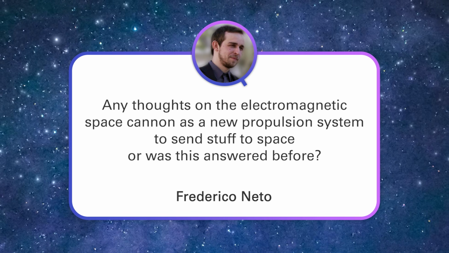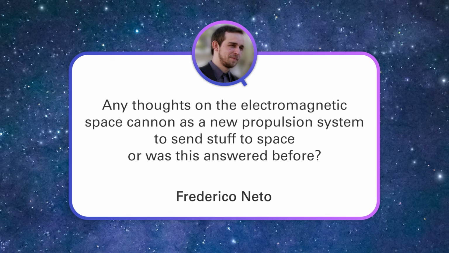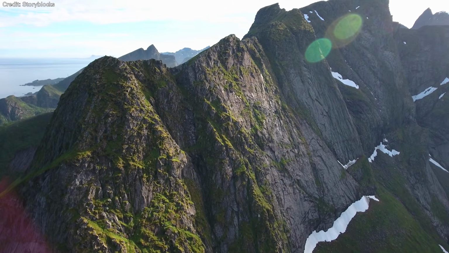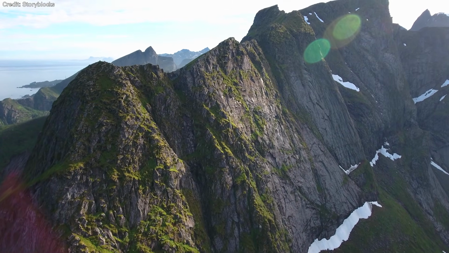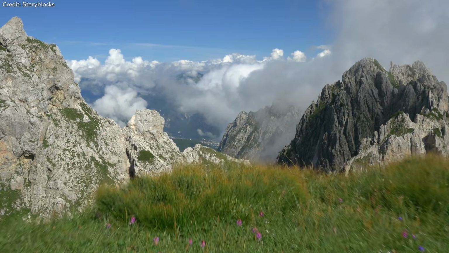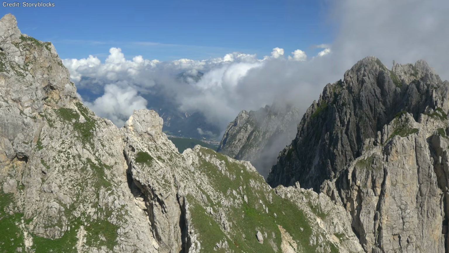Federico Nito, any thoughts on the electromagnetic space cannon as a new propulsion system to send stuff to space, or was this answered before? So I haven't talked about electromagnetic cannon anytime recently, but I've interviewed people in the past about it. People have been proposing this idea that you could use electromagnetism to accelerate a payload to orbital velocity and fire it out of the Earth. There's a couple of ways this takes. One is you have this big long rail where you put a payload on it and then you accelerate it. And then maybe you go up the side of a mountain and then you release it, and you've got enough velocity that it can go to space.